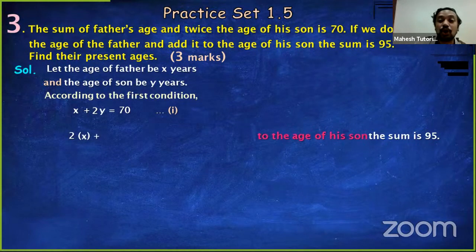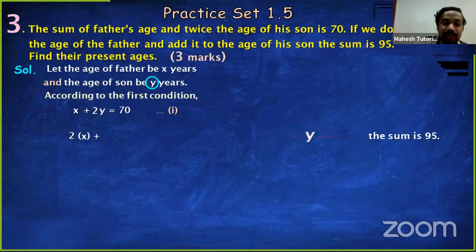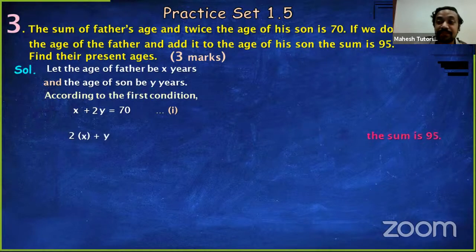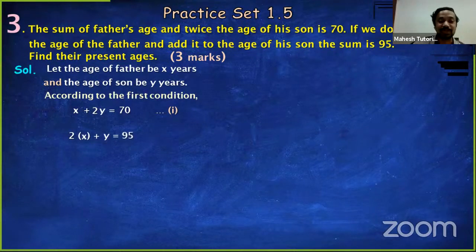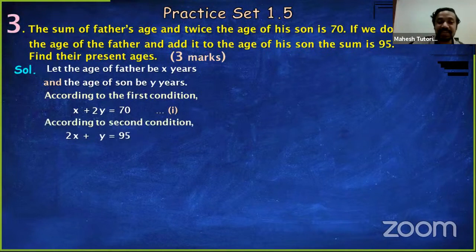To the age of his son. Can you tell me, students, what, as per our assumption, is the present age of son? Very good, y. The sum is 95. So on adding, they say the sum, the total, is 95. What does "is" stand for? Equal to 95. So with this we get the second equation as per the second condition, students.